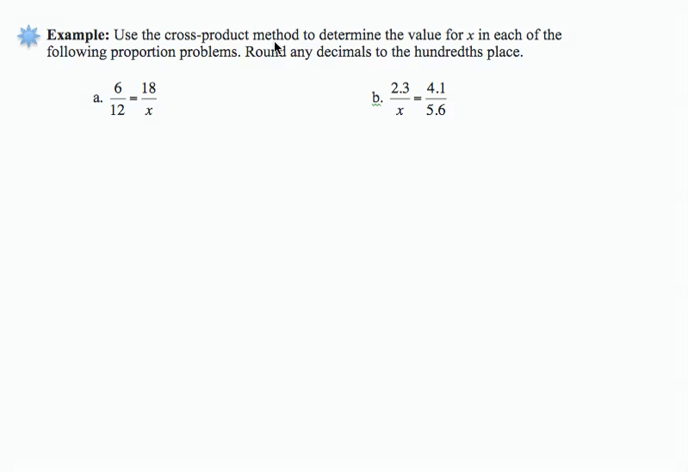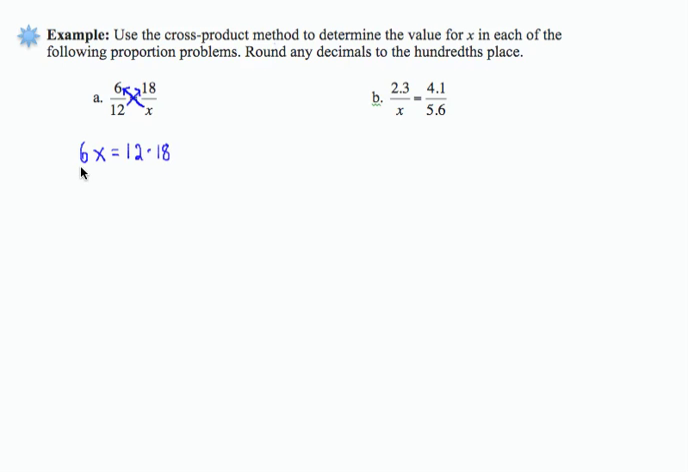I'm going to use the cross product method to determine the value for x in each of the given proportion problems. Because my x is in the denominator in this first one and in the second one, I'm going to have to do a double cross product. So that's going to give me 6 times x on the left equals 12 times 18 on the right.